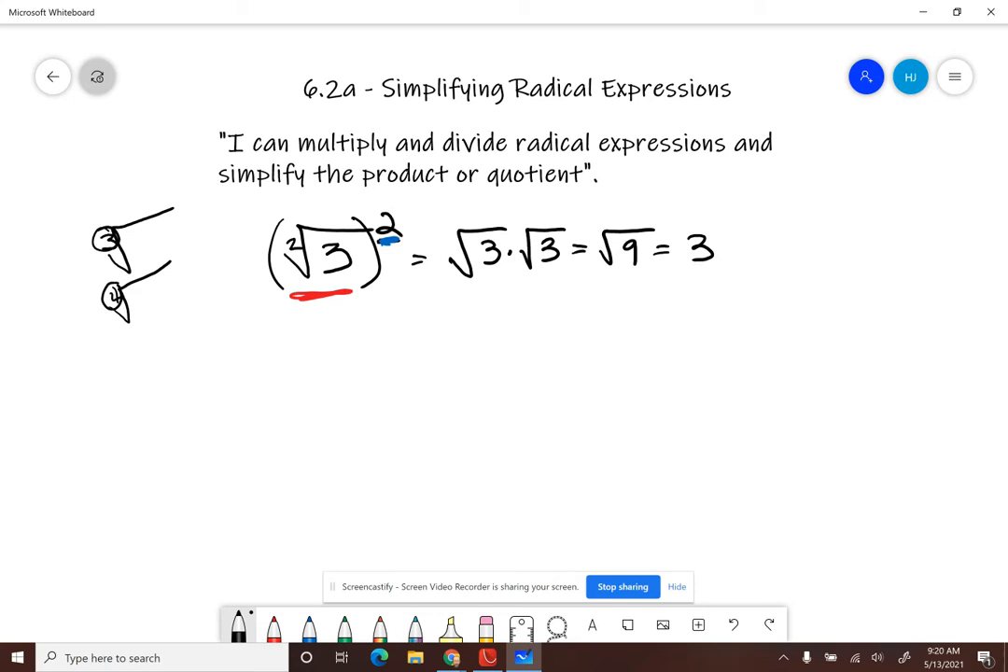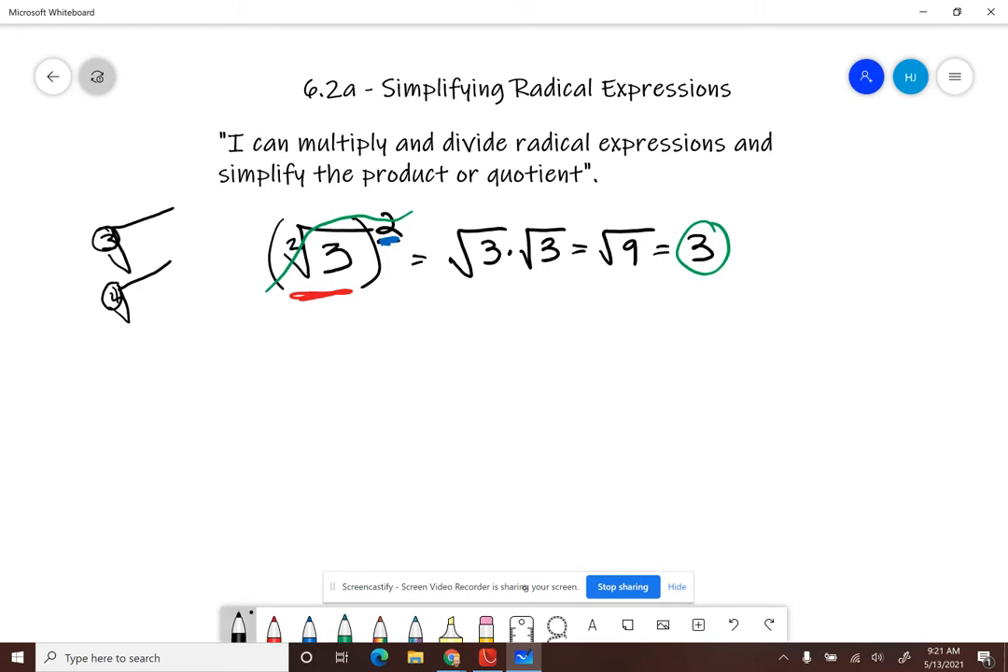So you see that these two operations undo one another, okay? If I square a square root, it actually just cancels all of that out, and I'm just left with the number 3. And so that is very important as we get into this today.